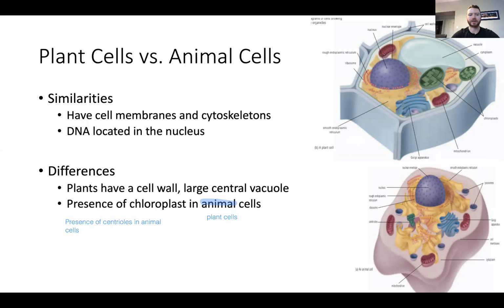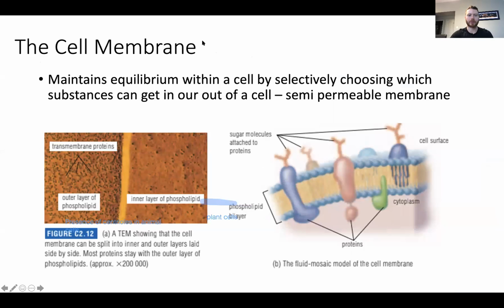We just have a couple of slides to go. We'll stop after the cell membrane. The cell membrane is really important because it regulates what goes into or out of a cell. So we call this a semi-permeable membrane. Some things can go in, some things can go out, but not all things. So it chooses what can go in and out.